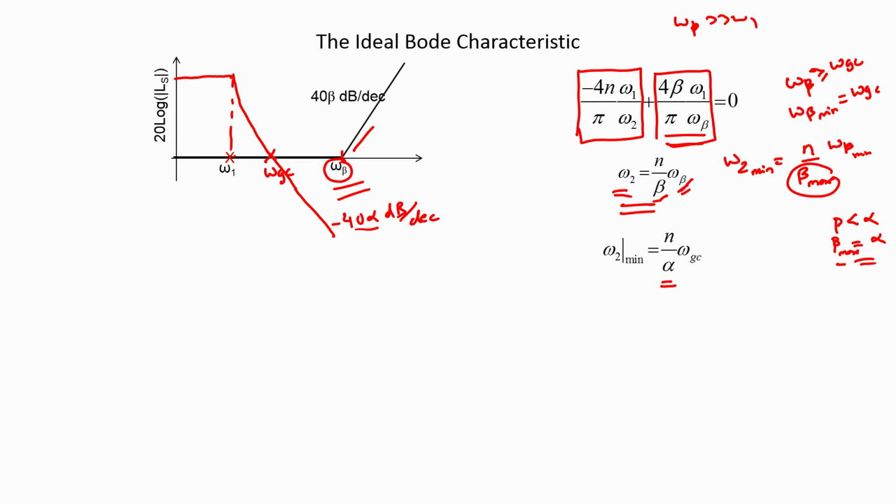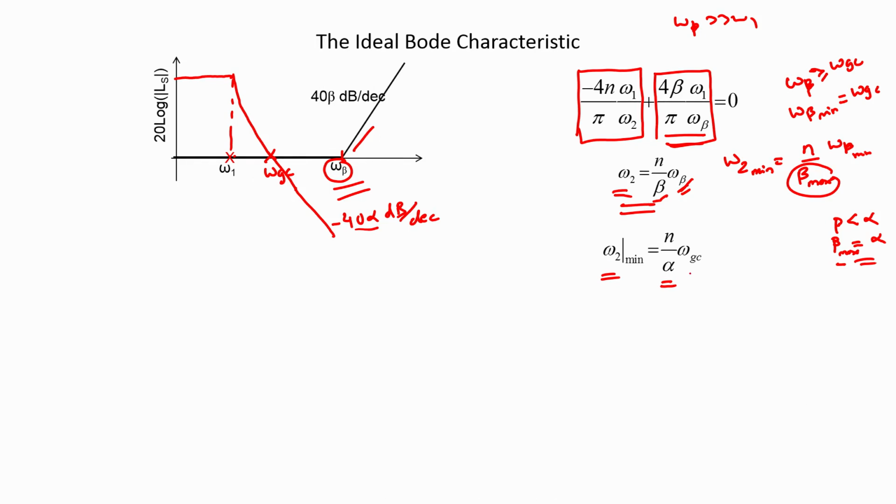Although the gain has crossed over at the frequency omega gc, we have to continue to maintain the loop shape and get it to roll off at minus 40 alpha decibels per decade up to a frequency omega 2, in the interest of stability, in the interest of making sure that our open loop system has a specified amount of phase margin. And the minimum frequency omega 2 up to which we have to maintain the loop shape is given by this particular expression.